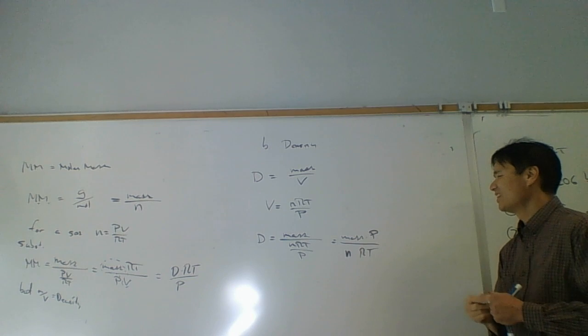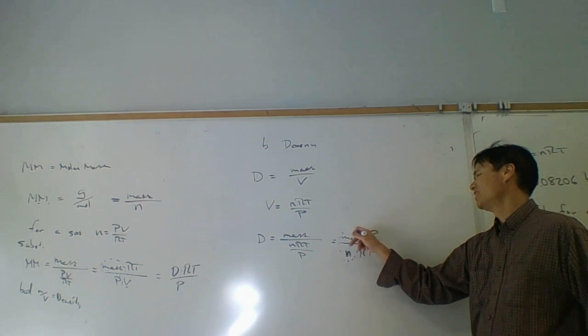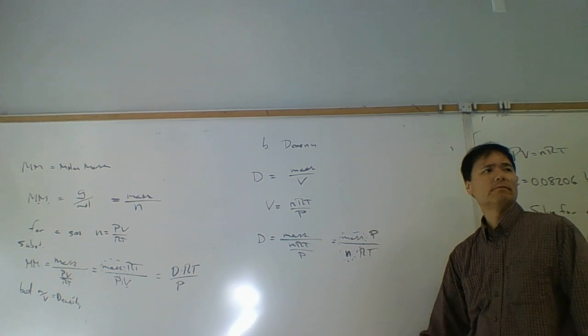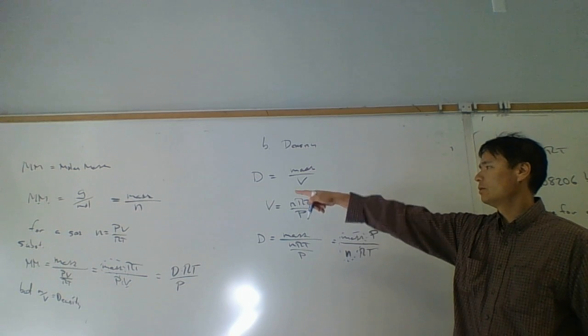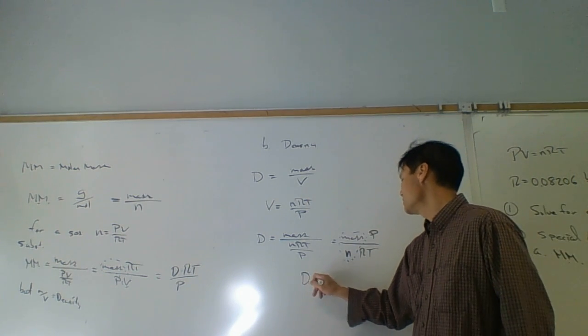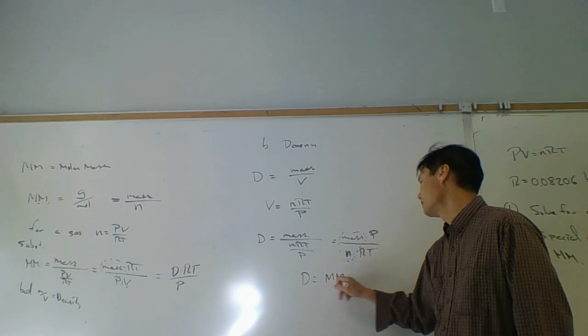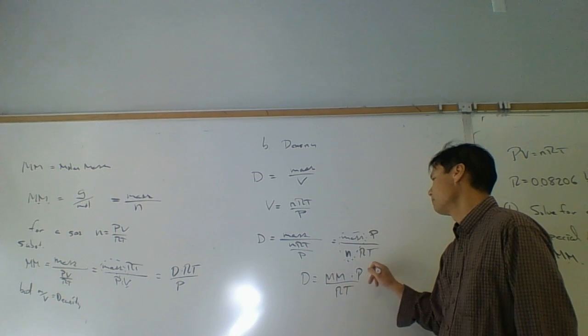We've seen this before. Mass over moles, grams per mole. Where did we see that? Grams per mole. Yeah, this is a molar mass. And so what we'll do here is we'll just substitute that in here. The density is equal to the molar mass times P divided by RT.